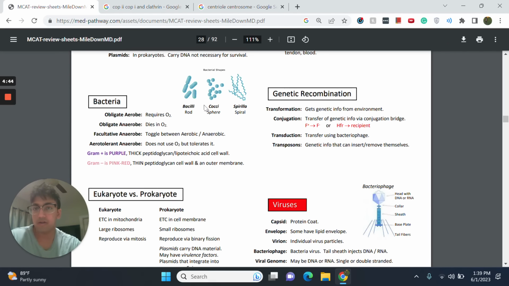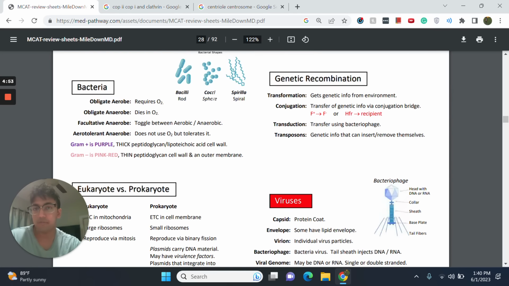Bacteria, you should know, can be in 3 shapes that are important to us. One is bacilli, which are rods. One is cocci, which are spheres, and one is spirilla, which are spirals. I think they look like pasta, which is how I remember it. Obligate aerobes require O2.